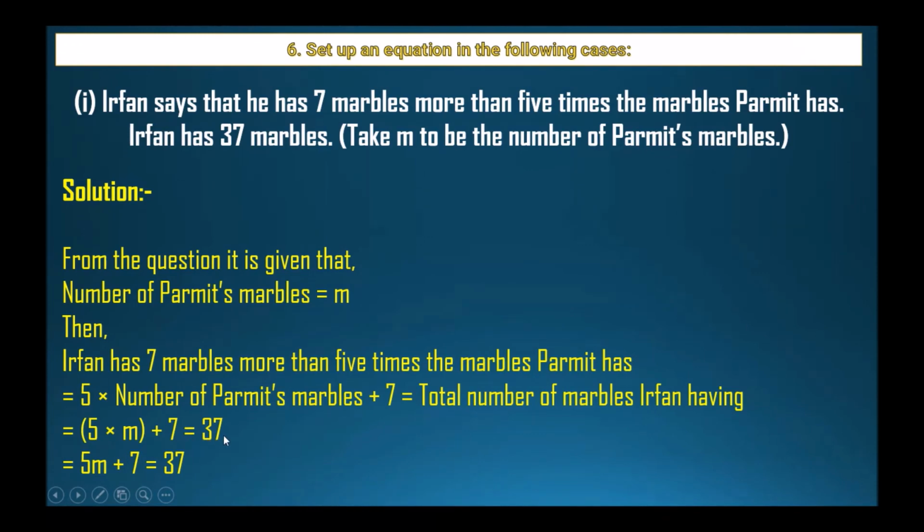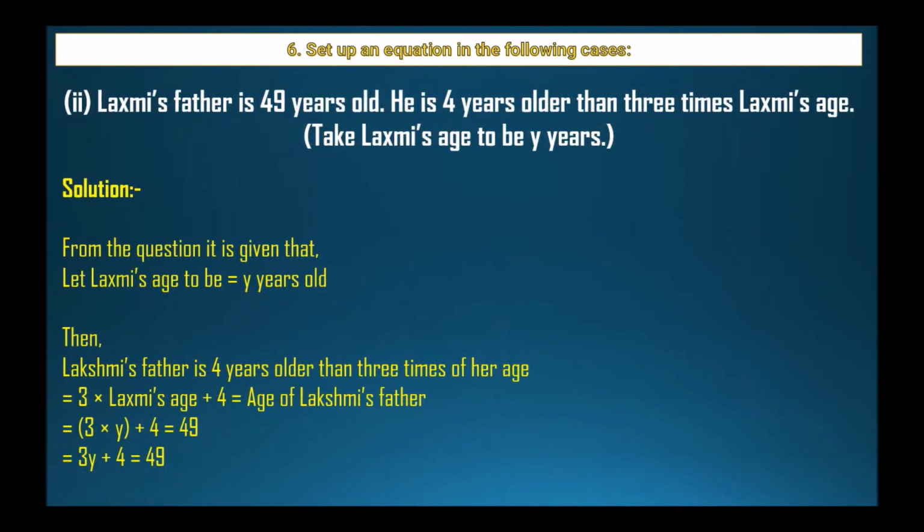Next, Lakshmi's father is 49 years old. He is 4 years older than 3 times Lakshmi's age. Take Lakshmi's age to be y years. Lakshmi's father is 4 years older than 3 times her age. So 3 into Lakshmi's age plus 4 equals the age of Lakshmi's father. So 3 into y plus 4 equals 49. 3y plus 4 equals 49.